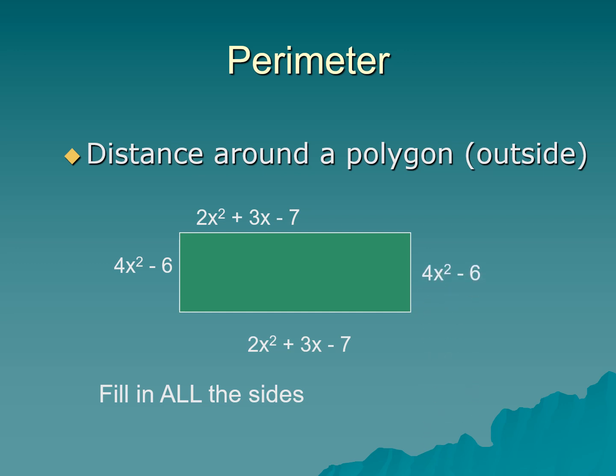So once you fill in all the sides, you're just going to add the like terms: 2x squared, 4x squared, 2x squared, and 4x squared again. The 3x with the 3x, and the negative 6 with the negative 7 twice. You end up with 12x squared plus 6x minus 26. So adding is really just combining like terms, but there could be 4, 5, 6 terms in one question.